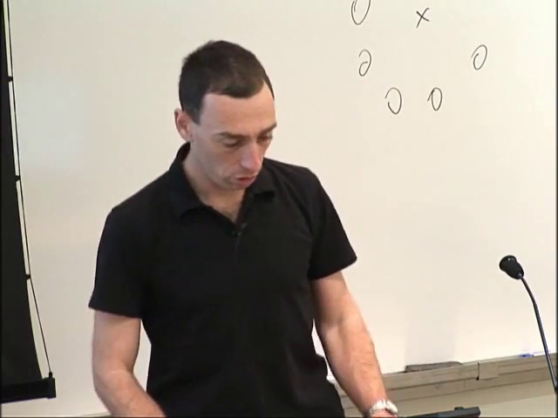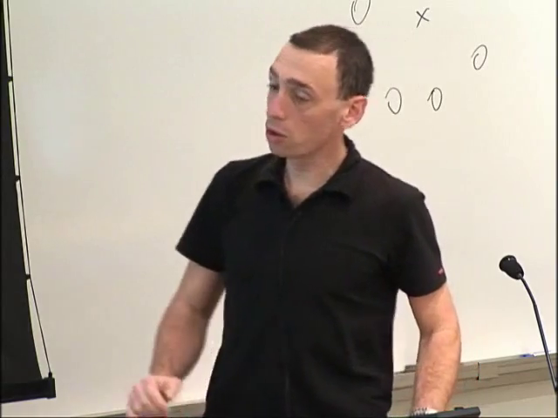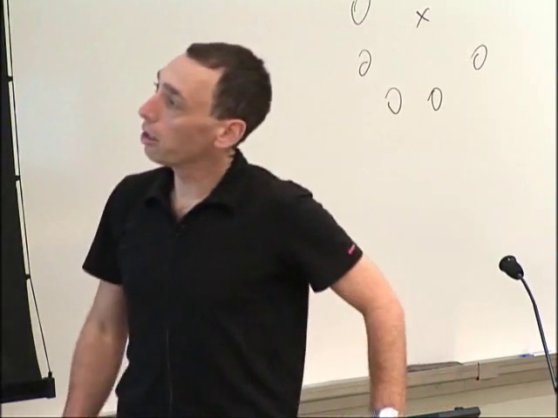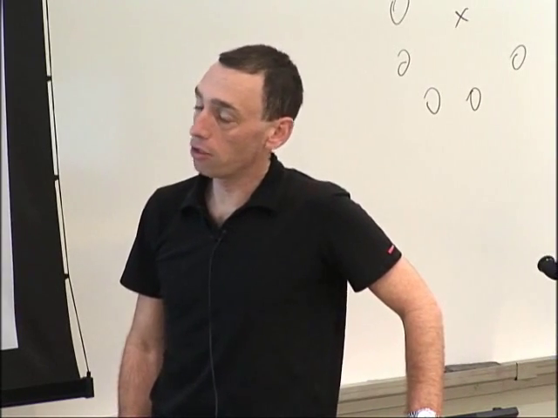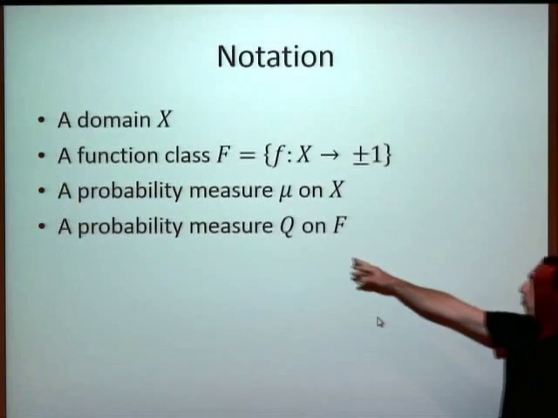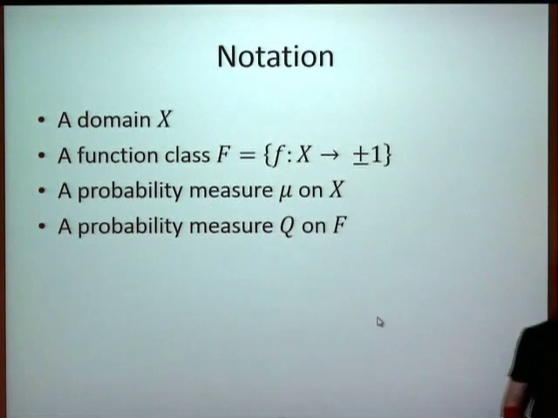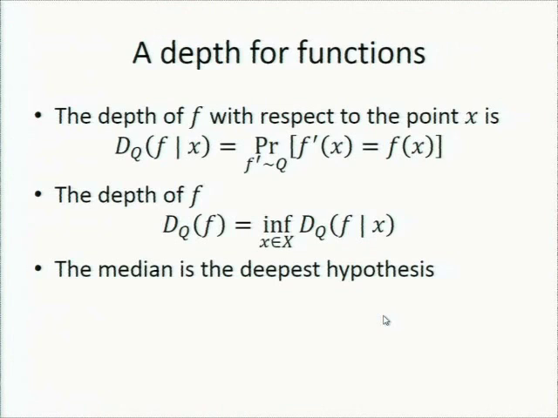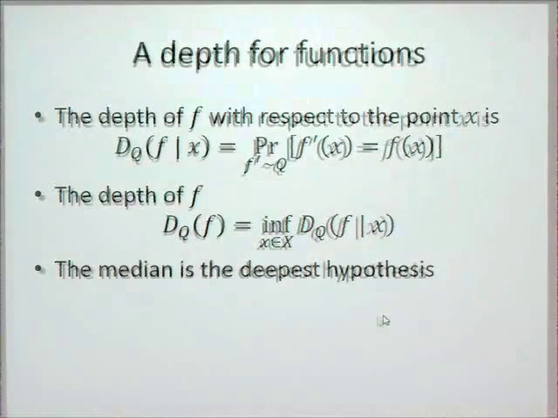So, just a little bit of notation that we're going to use. Our sample space is going to be, I'm going to use the letter X for that, and the function class is F. And the most important notation is Q, which is our belief, our posterior belief. This is the distribution over our function class.